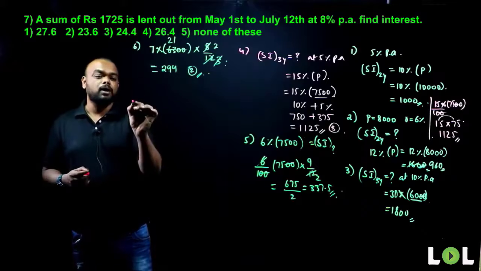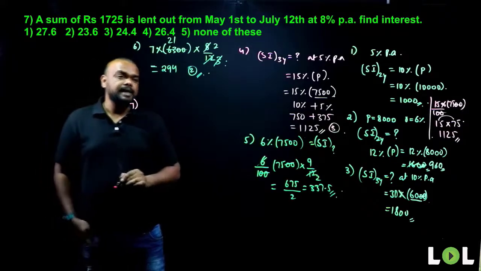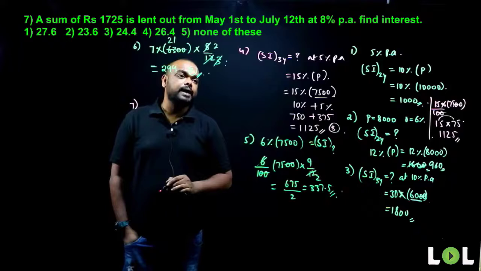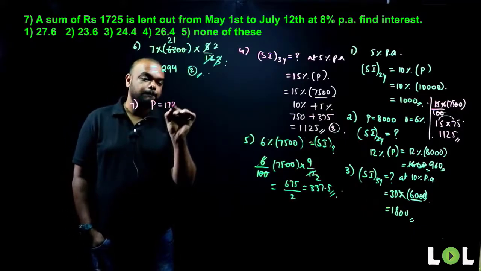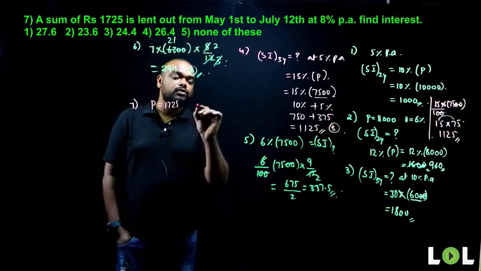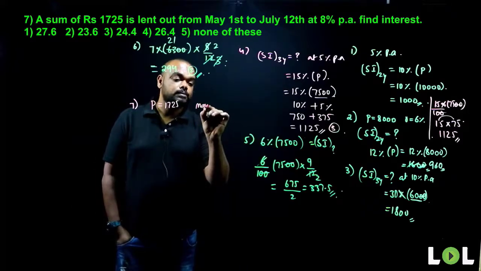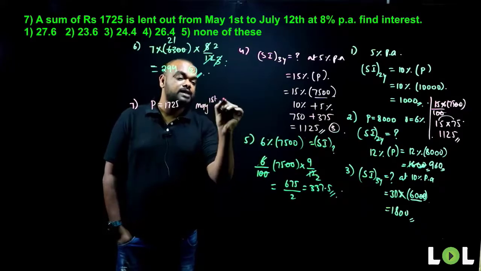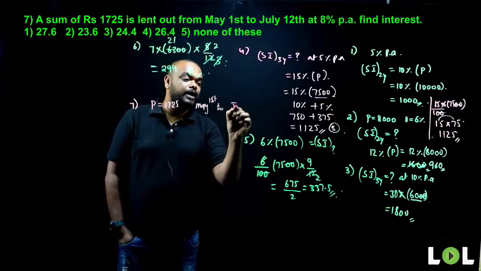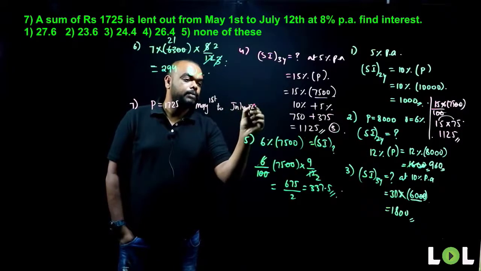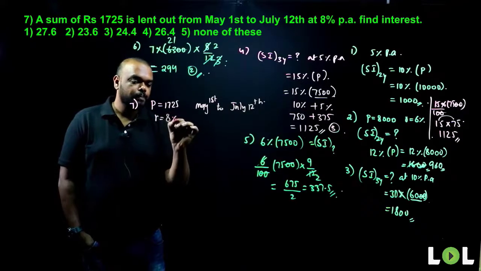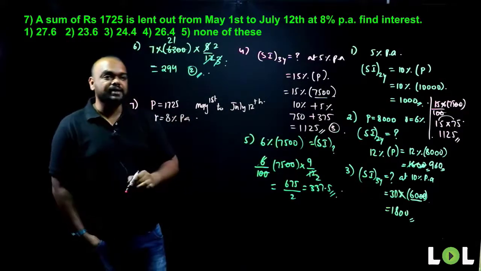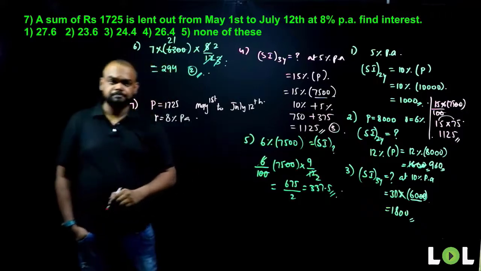Question number 7. Okay, carefully here. A sum of 1725 is lent out. Principal is 1725. Is lent out from May 1st to July 12th at 8% per annum. The interest. Okay, observe here.